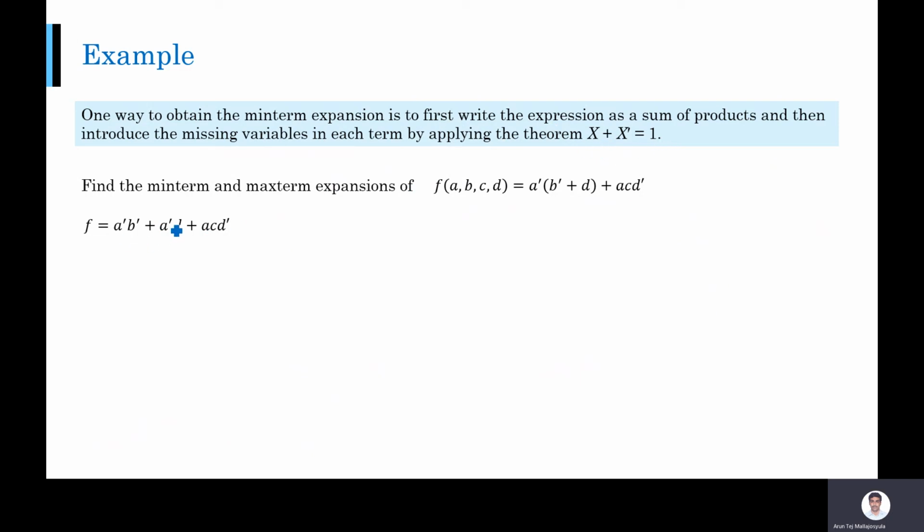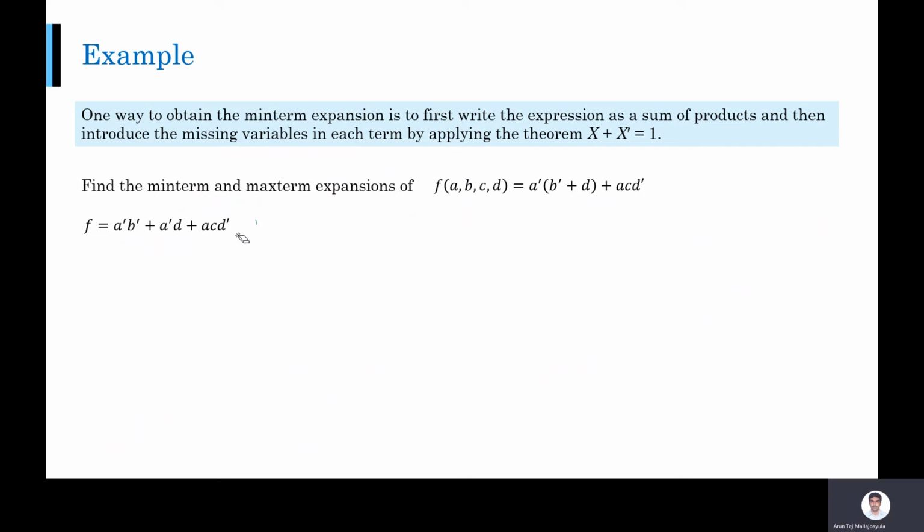So what is missing here? This is a function of A, B, C, D, so C and D are missing here. So I will put C and D into this term by multiplying it with C plus C' and D plus D'. Similarly, I will put what is missing here, B and C. So in this, I will multiply with B plus B' and C plus C'. Here B is missing, so I will multiply this with B plus B'.